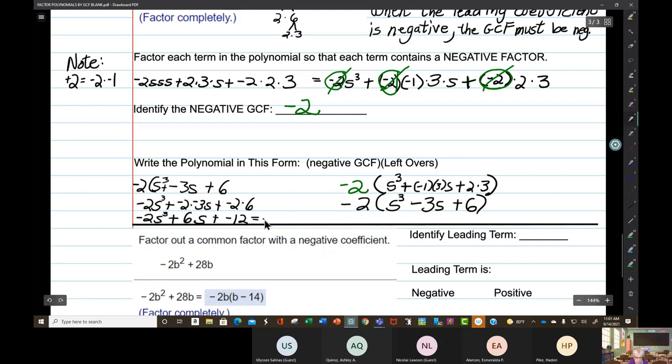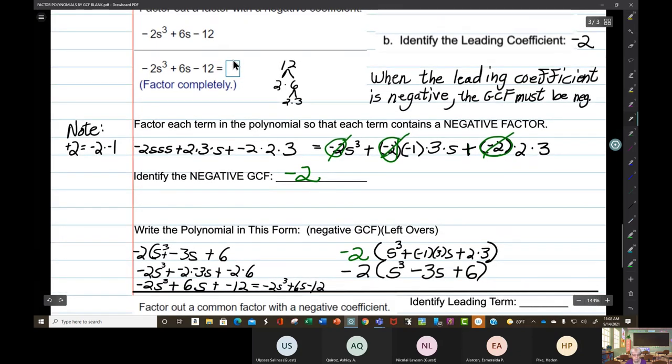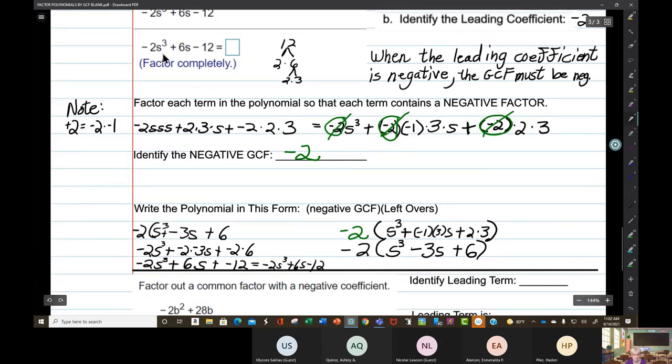so we'll write it correctly one more time. Negative 2s to the third plus 6s minus 12, and that should be what we started with. Right there, negative 2s to the third plus 6s minus 12. So this is our correct factorization with negative 2 in front, and in parentheses, the leftovers are s cubed minus 3s plus 6.